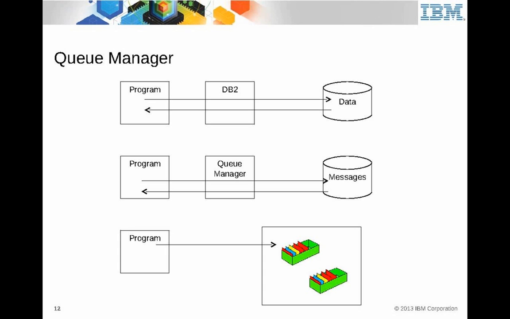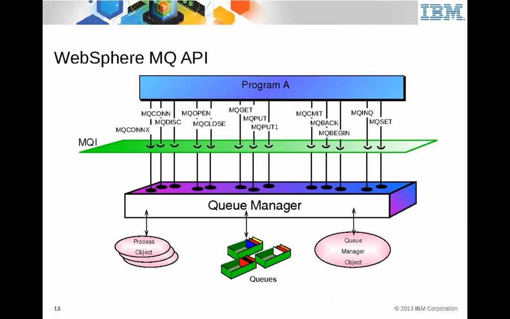MQ is the same way. You don't put messages directly on the queue. You talk through the queue manager using the MQ APIs to get messages on the queue. And so down below, logically, what you have is a program logically putting and receiving messages onto queues. But in actuality, it's going through the queue manager to do it, just like a program would go through DB2 to do it with DB2.